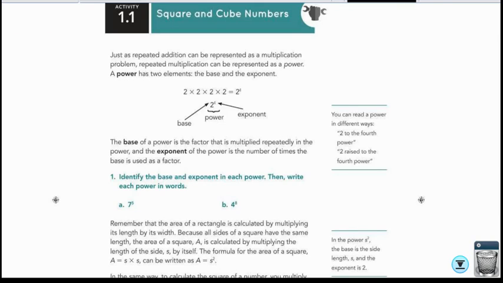When we talk about squaring and cubing numbers, just as a review, remember that when I have an exponent, I have this thing called a power, which is repeated multiplication. And then I have a base, which is the bigger number, my regular number. And then I have my exponent, which is small and up top a little bit and to the right. The exponent tells me how many times I multiply. So in this case, 2 times 2 times 2 times 2 is the same as 2 to the power of 4.